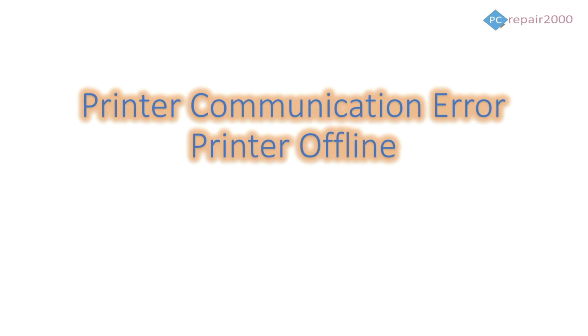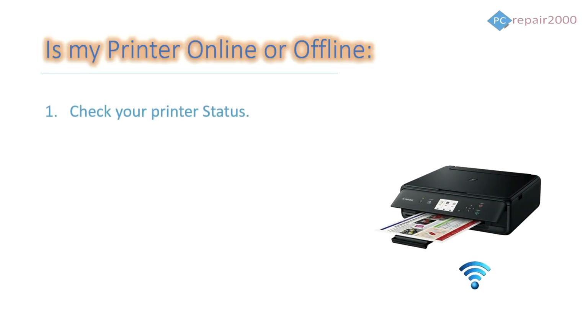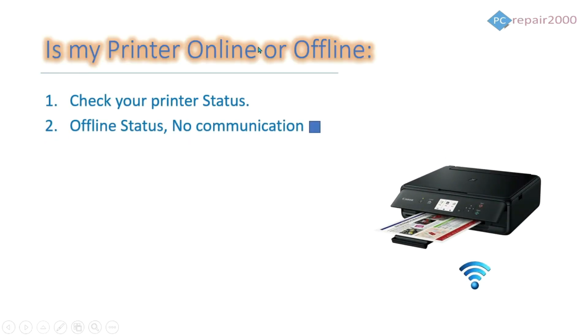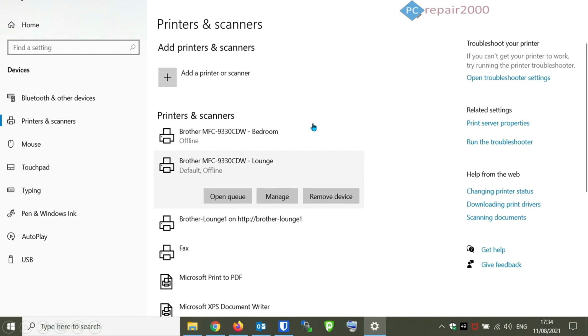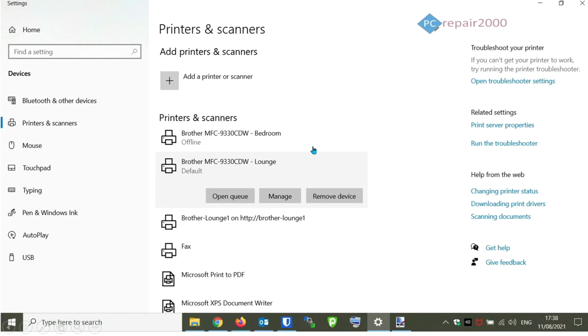This tutorial is for printer communication error, printer offline. First, you need to check your printer status by going to printer options. Look under your printer to see the status, which can be offline, which can also be ready. Sometimes the description under the printer will have no indication about the status, which means the printer is actually online.